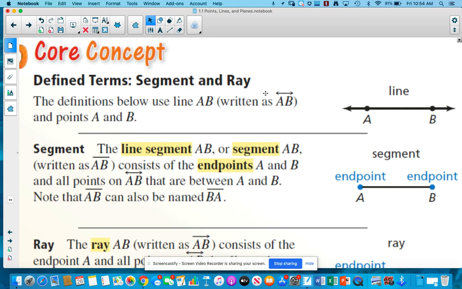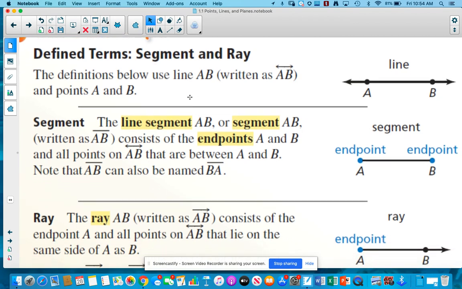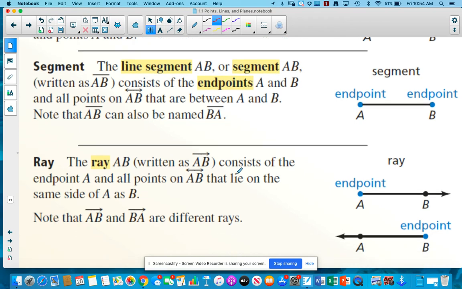All right, advanced geometry. We are doing part 2 of 3 parts for 1.1 points, lines, and planes. The second part talks about segments and rays. If we are looking at a segment and a ray, we know that a line extends indefinitely in both directions, and we talked about that in the previous video. So now let's talk about a line segment.